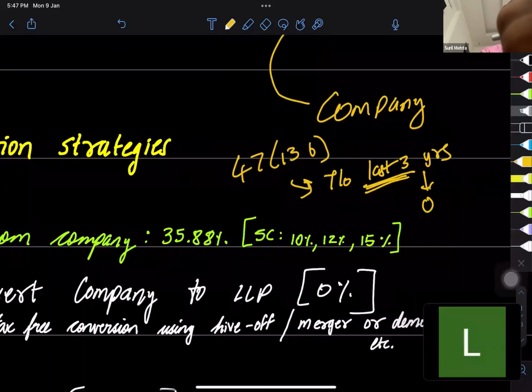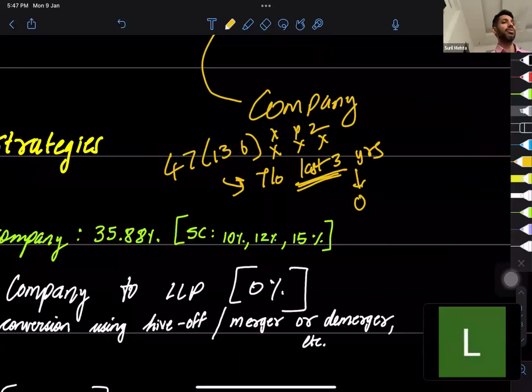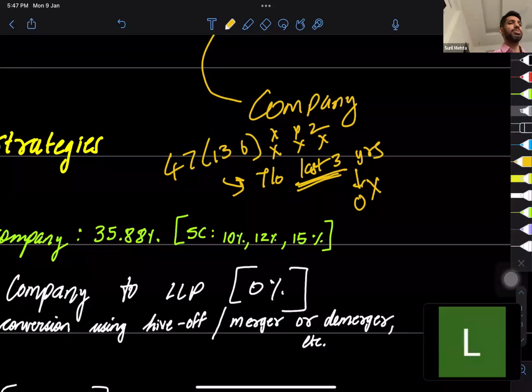47(13)(b) says that there are X, Y, Z conditions, and you need to violate only one condition, either of the conditions, in order to not fulfill 47(13)(b). But because you are a new company, you will not violate this condition. So therefore, this is a loophole that can be considered. Instead of demerger, it can be a merger into new companies. It can be a gift of undertaking. There are a lot of other different ways where a company can be converted to an LLP tax-free, and then the LLP can distribute profits without paying any tax.